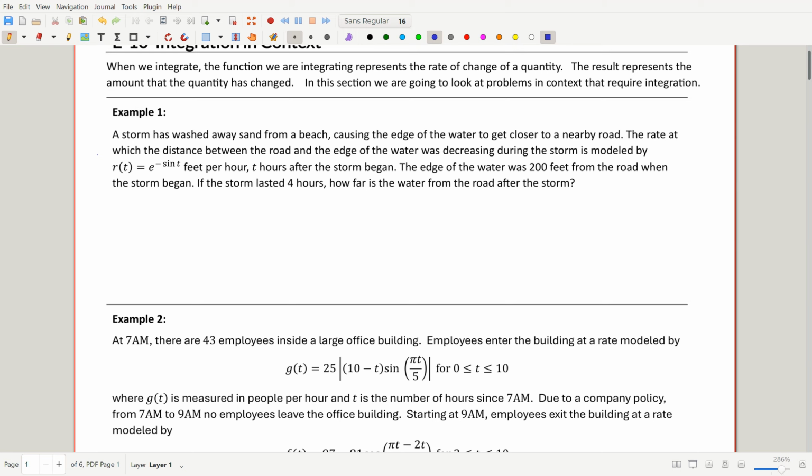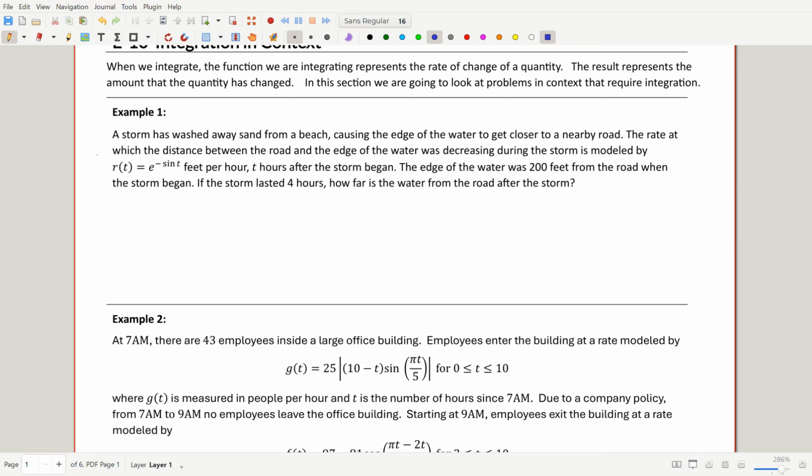So hopefully, in more clear-cut words, we'll have this in example one. It says a storm has washed away sand from a beach, causing the edge of the water to get closer to a nearby road. The rate at which the distance between the road and the edge of the water was decreasing during the storm is modeled by this function, which is measured in feet per hour, and t is how many hours it's been since the storm began. The edge of the water was 200 feet from the road when the storm began. If the storm lasted 4 hours, how far is the water from the road after the storm?